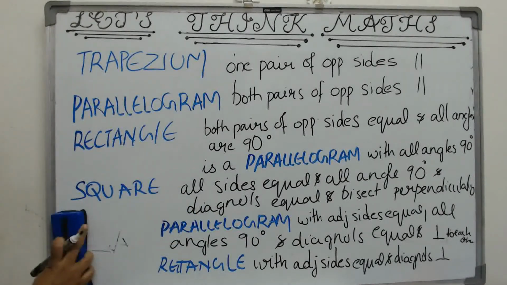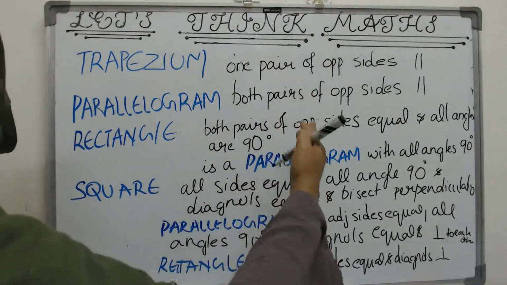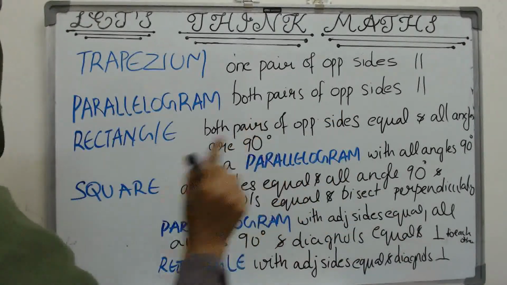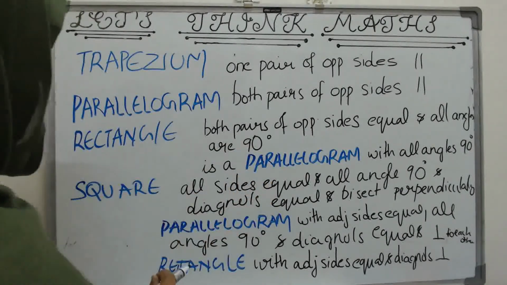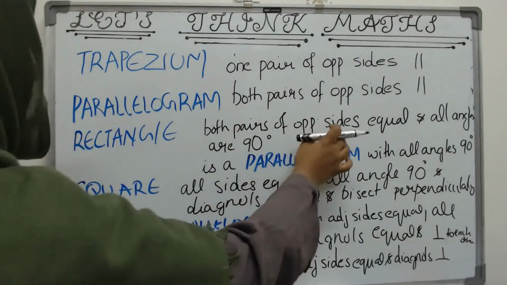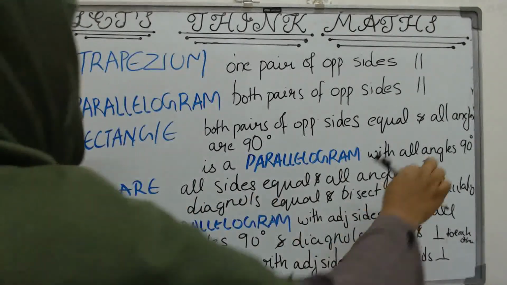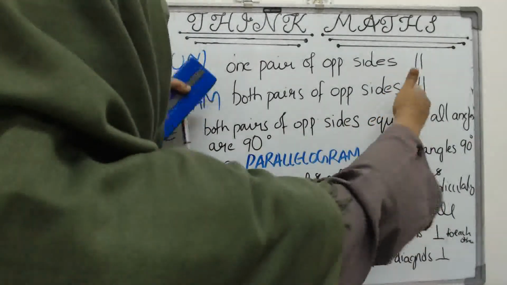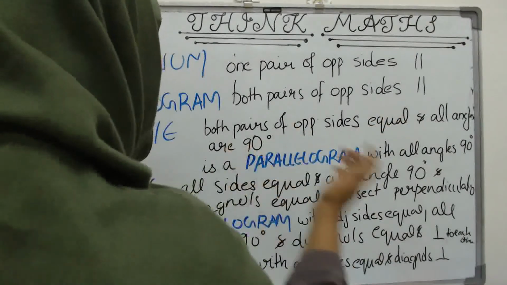Then we came to a rectangle. A rectangle is a quadrilateral whose both pairs of opposite sides are equal and all angles are 90 degrees. But a rectangle is also a parallelogram. Why is that? Look at the conditions they satisfy. Their both pairs of opposite sides are equal and parallel. But which condition does it not satisfy? That all angles are 90. So basically this much means it is a parallelogram. So it is a parallelogram with all angles 90.